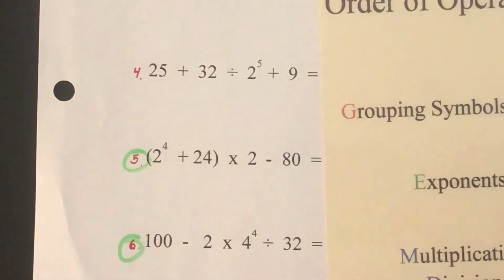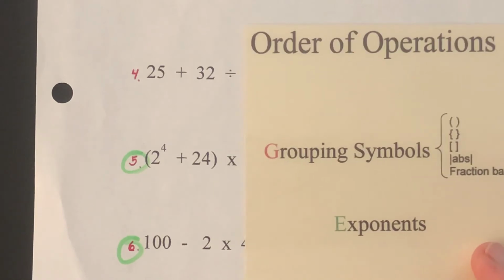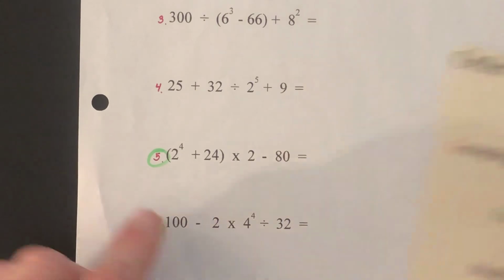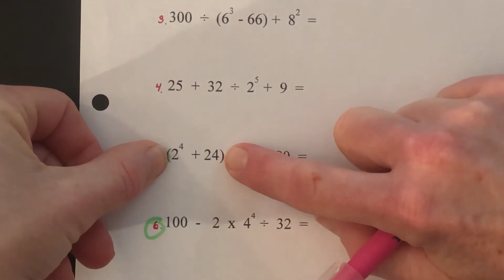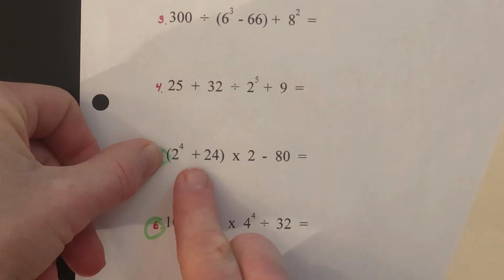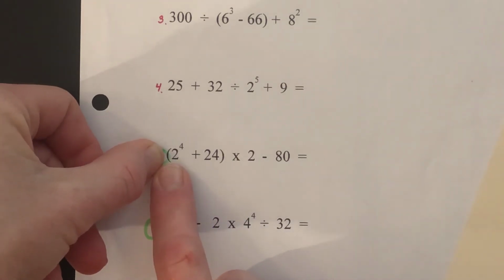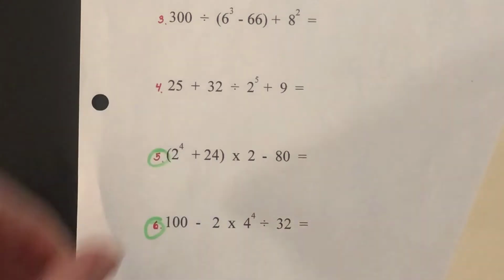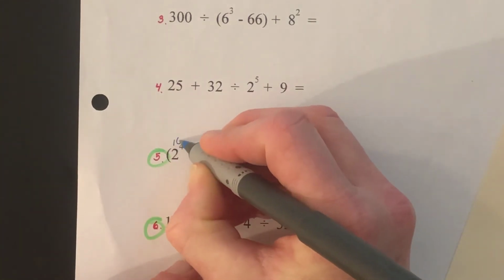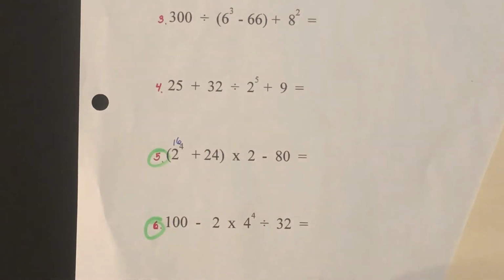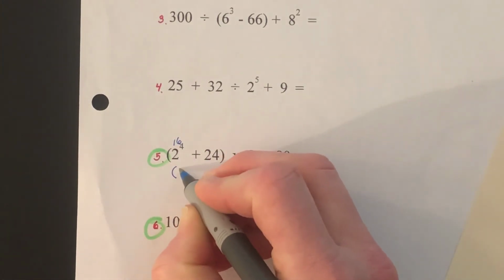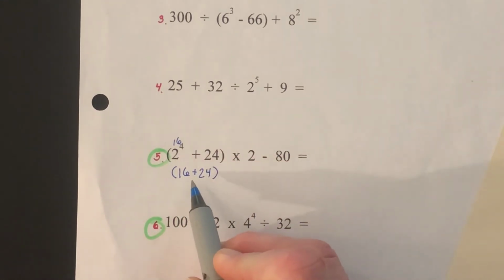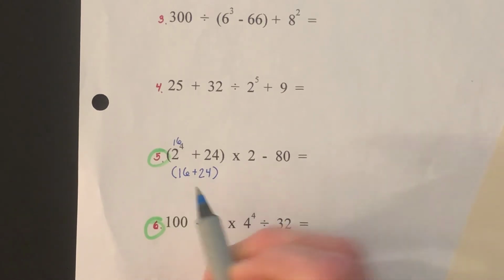Back to this. The first thing that we're going to do is inside the grouping symbol, we've got parentheses, so we're going to do everything inside the parentheses first. We've got exponent and we've got addition, so we'll do the exponent first. 2 to the 4th power is 16. So that gives me 16 plus 24. I keep the parentheses as long as I still have an operation left inside.